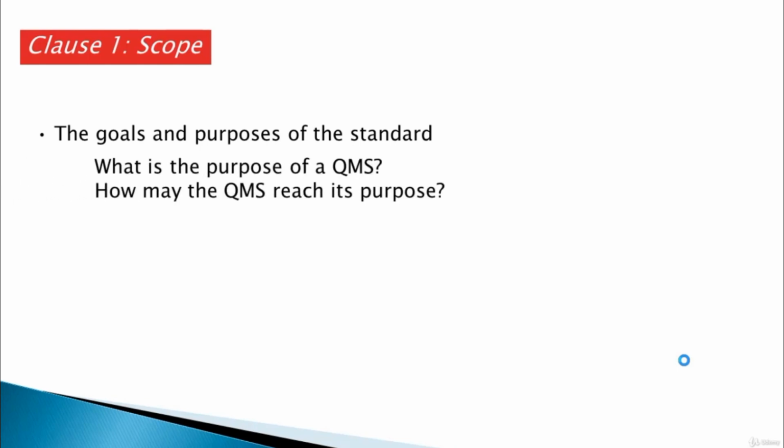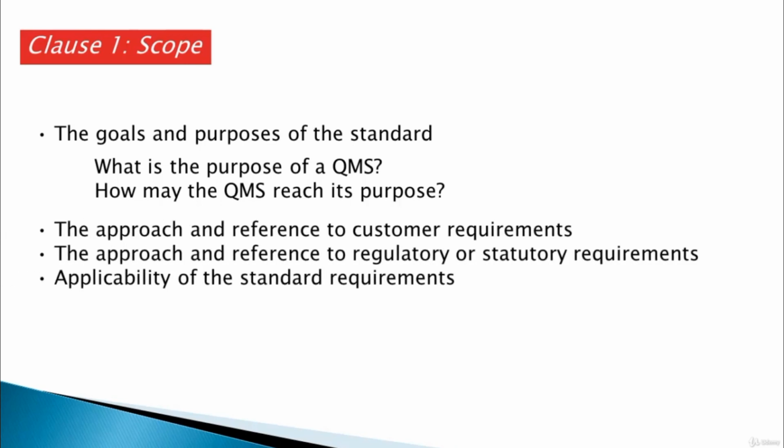Scope of the QMS, or the quality management system, means identifying the goals and purposes of the standard. Of course, we're talking about ISO 9001, the 2015 edition or revision. So we're basically asking, what is the purpose of a QMS, and how may the QMS reach its goals? It also means identifying customer requirements. And while identifying customer requirements, the organization must consider regulatory or statutory requirements. In other words, the legal requirements.